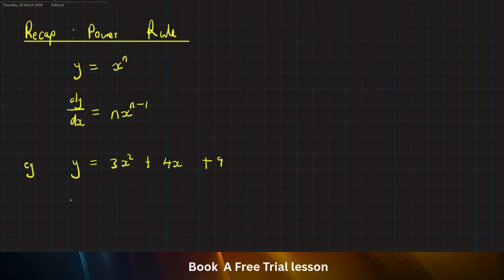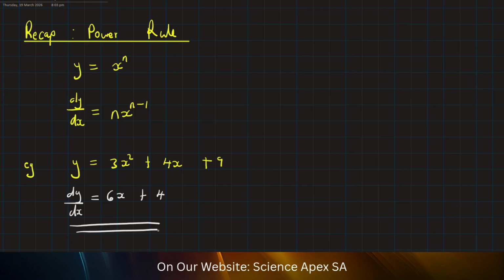This is easy. We're going to do dy on dx is equal to 6x plus, here there is 1 times 4, it's going to give us 4. Then if you subtract 1 here, that's going to be 0. So it's going to be 4x raised to 0, which gives us 4 only. Then this 9, every constant, if it's differentiated, it's going to give us 0. So this is the recap of the power rule.